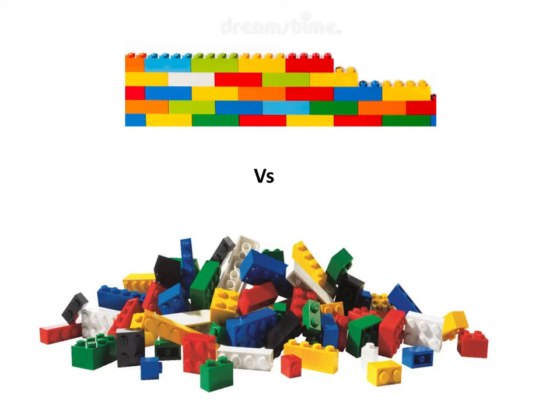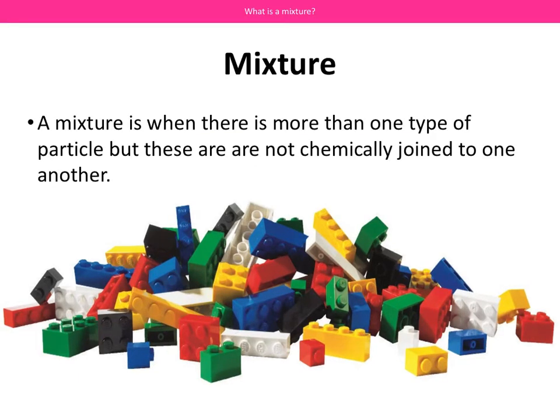Now, if they're stuck together, and if they're different types of atom, which is what our wall certainly looks like there, because we've got different types of Lego blocks, then you've got a compound. But if they're all jumbled up and you've got different types of atom, then what you've got is something called a mixture. So a mixture is when you've got more than one type of particle, and so we could be talking about more than one type of atom, or more than one type of compound, or a mixture of elements and compounds. But as long as they're not chemically joined together, we can think of them as separate or distinct particles, then we call that a mixture. And that's something we'll talk a lot more about later in our learning.